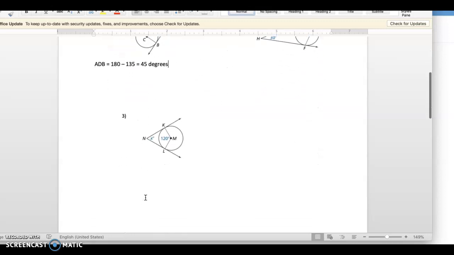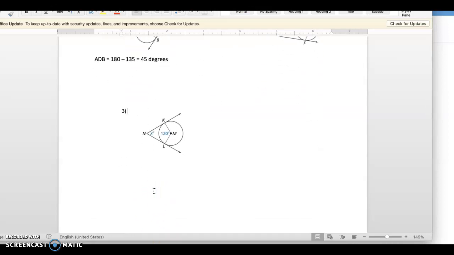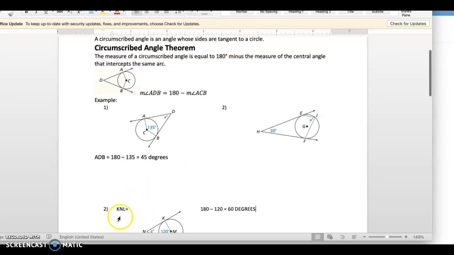I'm going to skip number 2 and go down to number 3. Same idea as up above. If I want to figure out what angle X is worth, or KNL, I can just say that angle KNL is going to be equal to 180 minus 120, which will then equal 60 degrees.